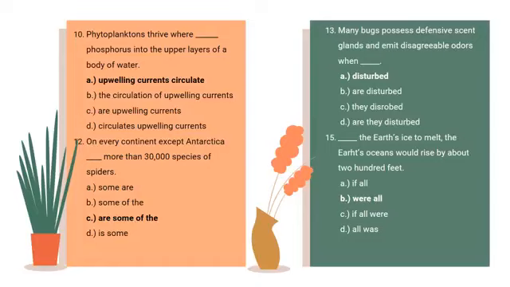Next: on every continent except Antarctica, blah blah blah, more than 30,000 species of spider. And the answer is C. Why C? Because in the sentence, the subject is species, and it needs a plural verb, so it uses are. It is an inverted sentence, where the subject is preceded by a verb.